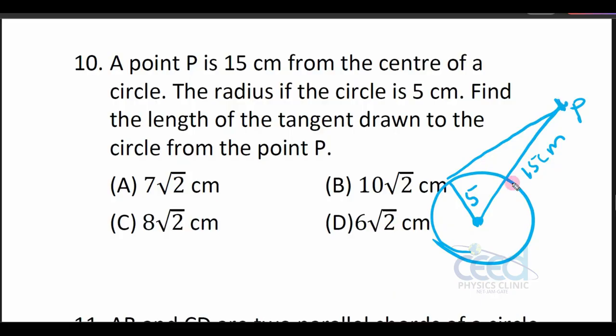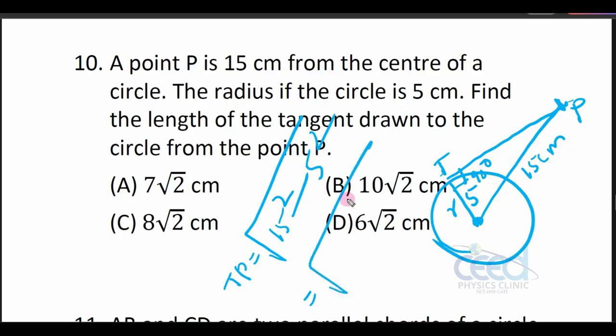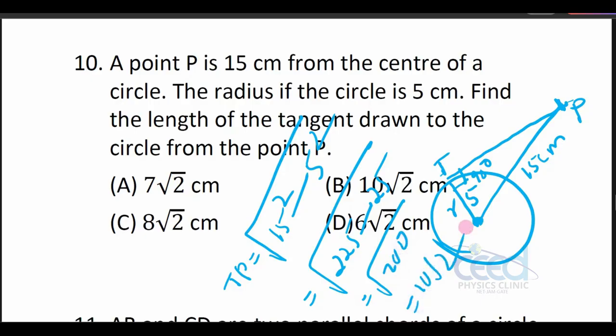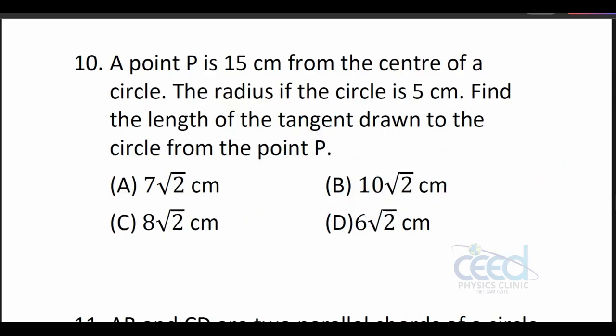So again you can use Pythagoras theorem. See, this is our tangent TP. TP length is equal to what? The hypotenuse squared, because the tangent and radius make a 90 degree angle. So this is the hypotenuse. TP is equal to 15 square minus 5 square, that is 225 minus 25. Then root 200, that is 10 root 2. Then which is the option? Option B is correct, right? All right. Now let us go to another question.